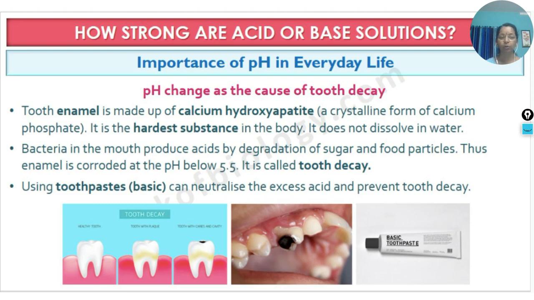Now, one more solution is that we use toothpaste. What is special about toothpaste? They are basic in nature. So it neutralizes acid present in the mouth and prevents tooth decay. So regular brushing with toothpaste also reduces tooth decay, so that it keeps the mouth neutral. Okay, that is pH change as the cause of tooth decay.